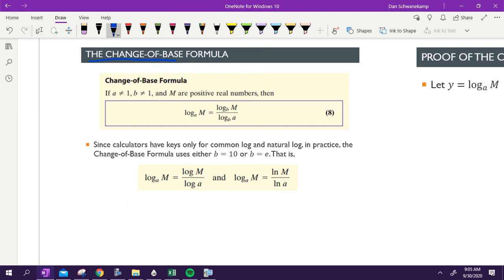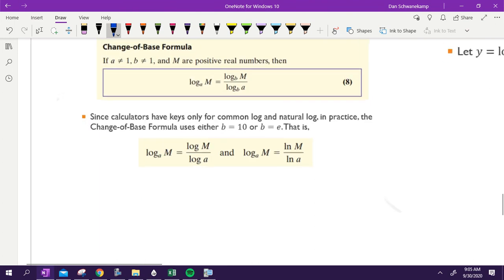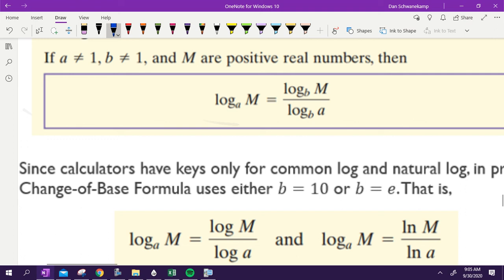Change of base formula. I hate that it's called the change of base formula because we do changing bases with our exponents like we did yesterday. Like we wrote 4 as 2 squared. That was changing the base. Well, this is different, but the same idea. Okay. So here's what it says.